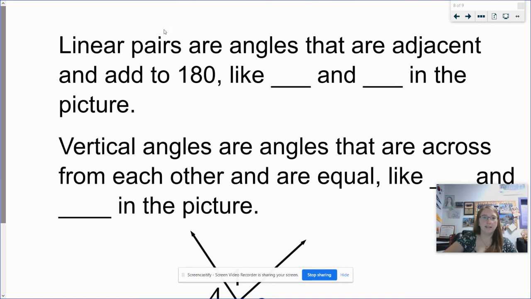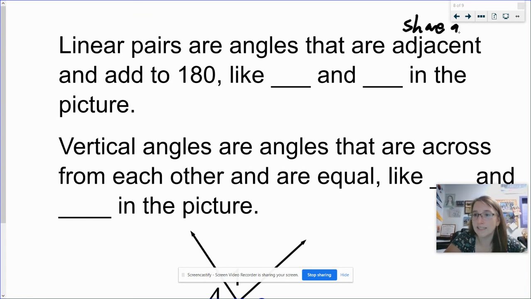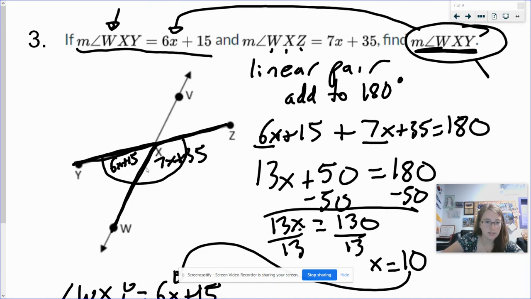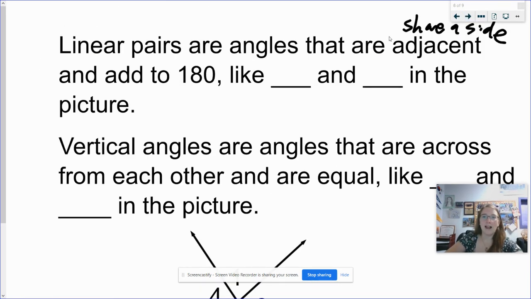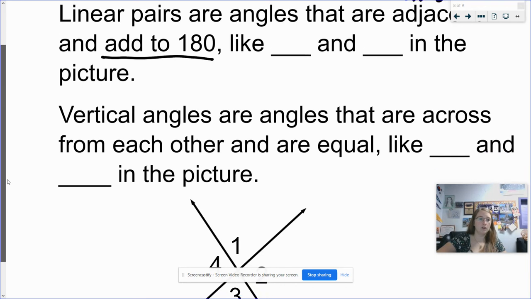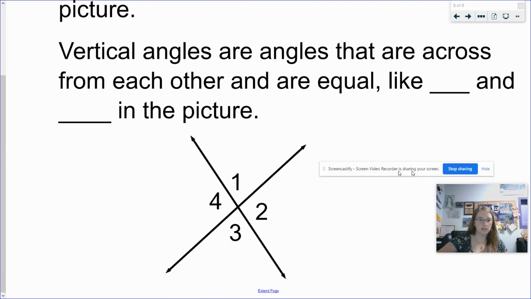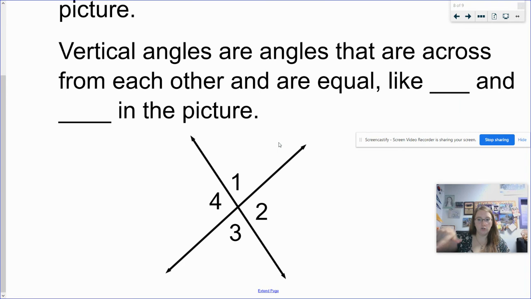So to sum up this one, linear pairs are angles that are adjacent, meaning they share a side. Again, in that last picture, they shared this side, right? Both of those angles have that side. So linear pairs are angles that share a side, and they importantly add to 180 because that's how you get your equation. So go ahead and choose from the multiple choice which pair is going to be a linear pair.